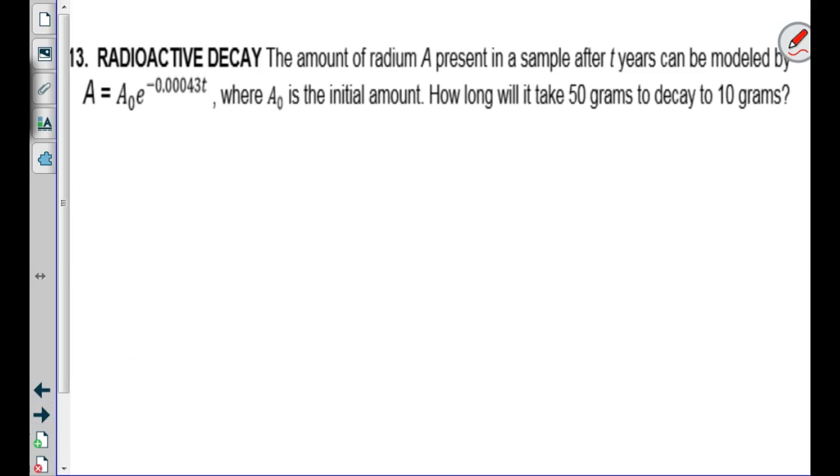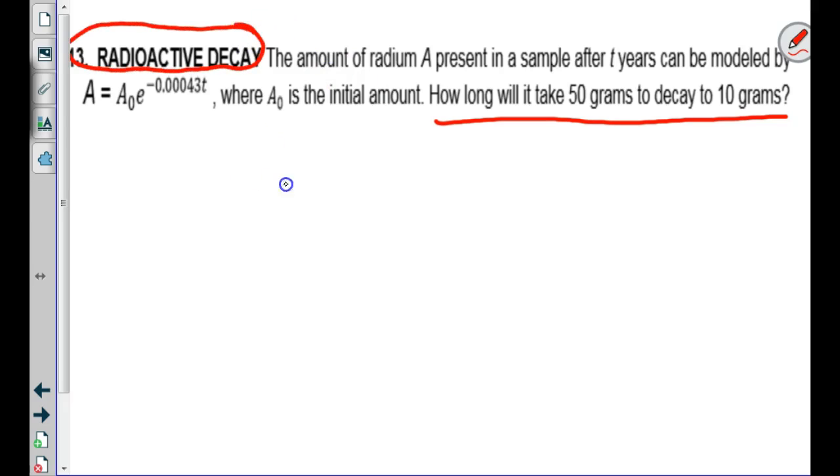All right, applications real quick. This says, how long would it take 40 grams to decay to 10 grams? By the way, this is radioactive decay, so it's not going to be quick. So don't be surprised when you get a big number. Where's the 50 going to go? Will it take 50 to go down to 10? So which is the original amount? Okay, A0 is which one though? Yes. So we have 50 e to the negative 0.00043 t equals, and we want it to get down to 10.